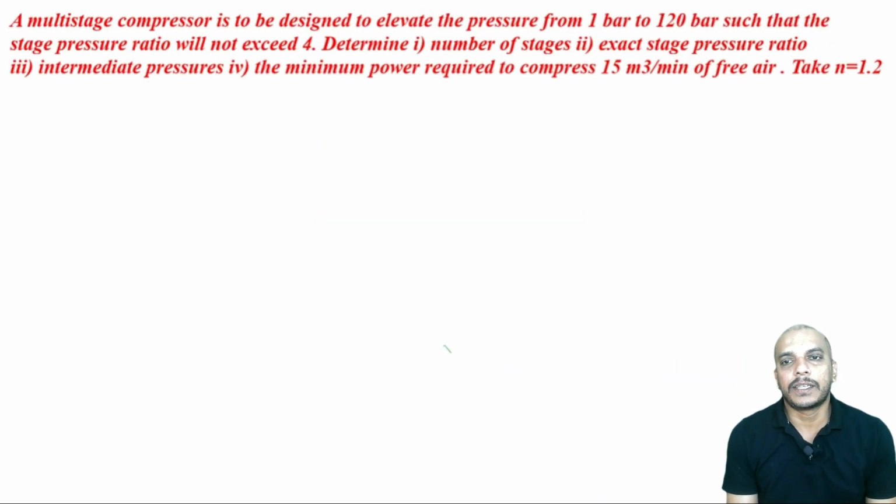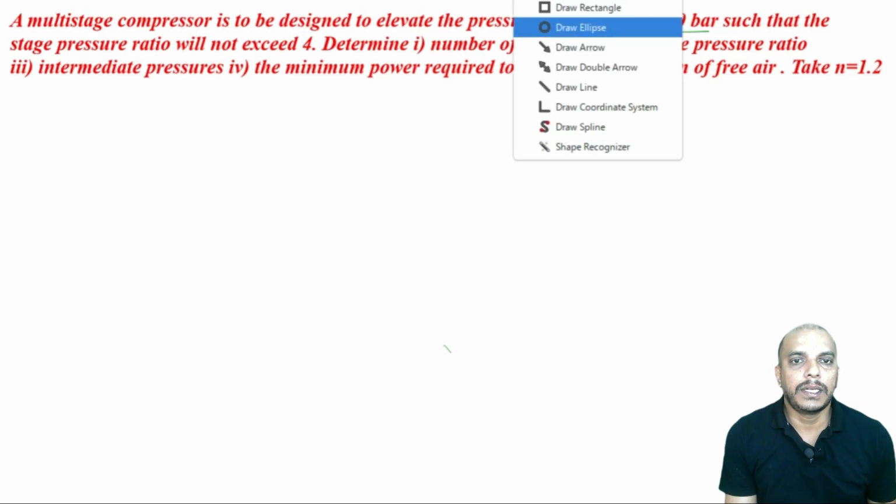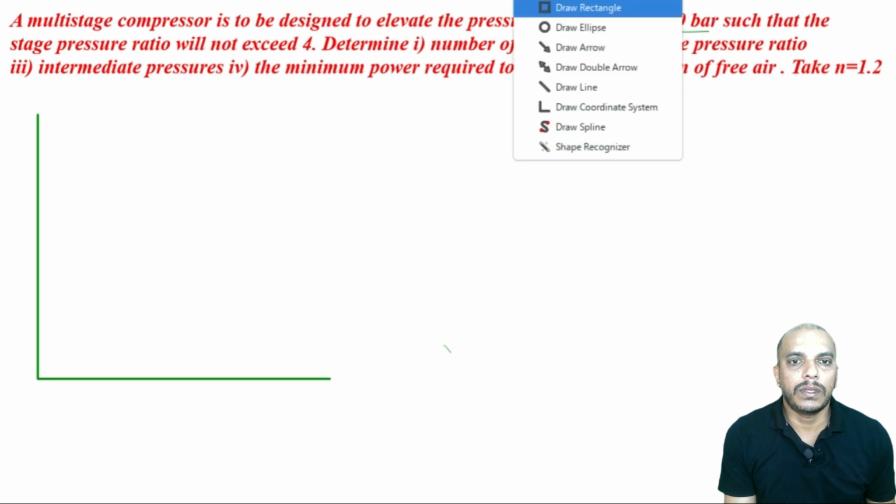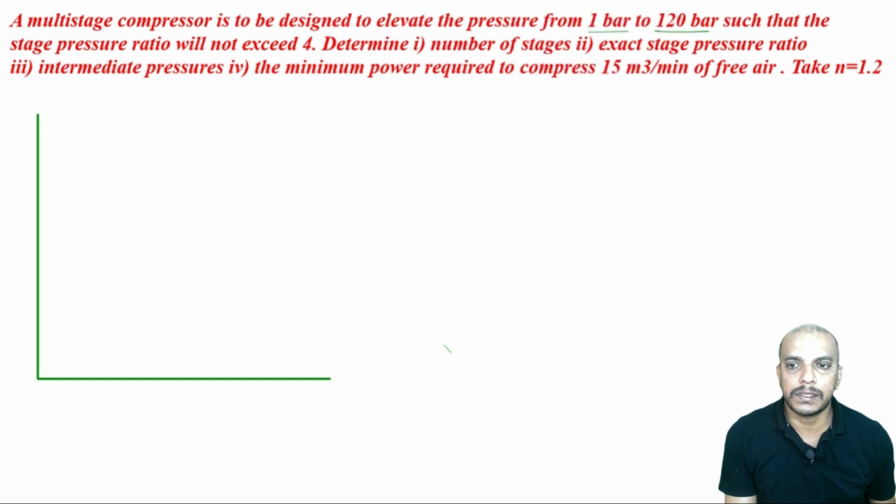In this video, let us take one more problem on multi-stage compressor. Now, let us read the problem. A multi-stage compressor is to be designed to elevate pressure from 1 bar to 120 bar. So, there is a multi-stage compressor which we will have to design where the pressure rises from 1 bar to 120 bar. So, it is known that this cannot be done in a single stage.